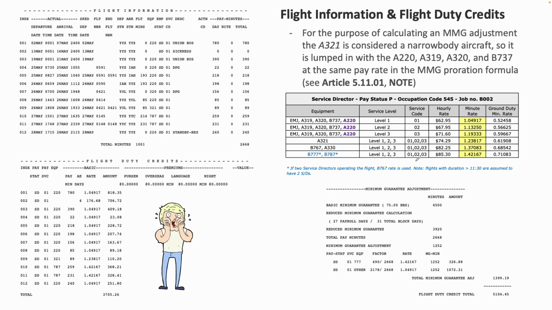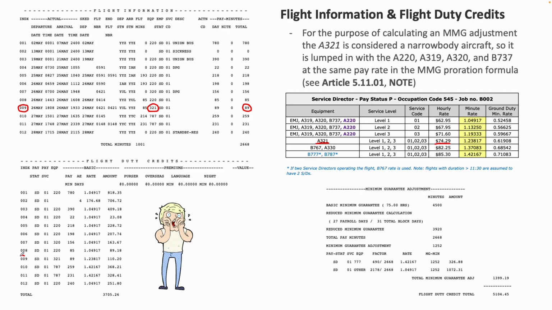Yes, I understand this is perplexing because we can see here in the table that there is a separate pay rate for the Airbus 321 when being paid for our flights. And indeed, if we look at an example from my flight summary, we can see that index item number 9 was a flight that was operated on a 321 and that there were 89 pay minutes available.